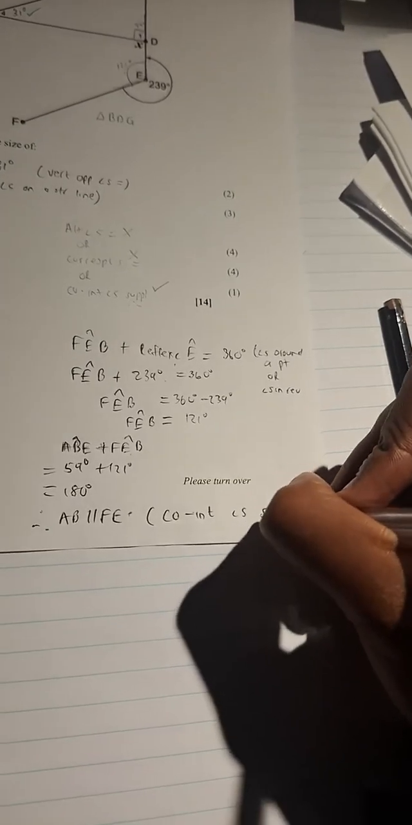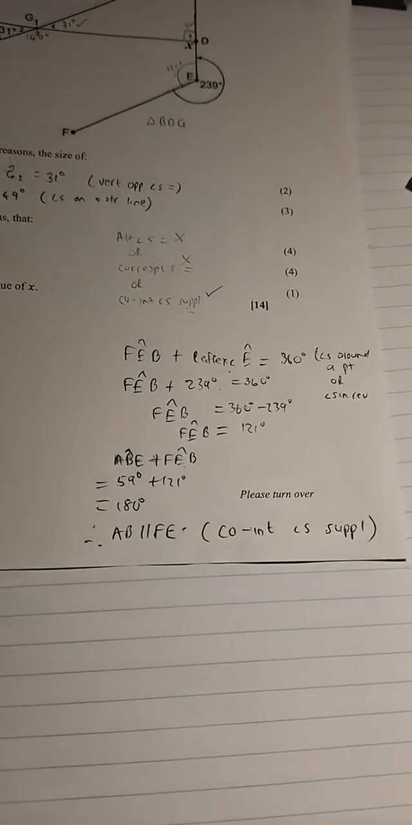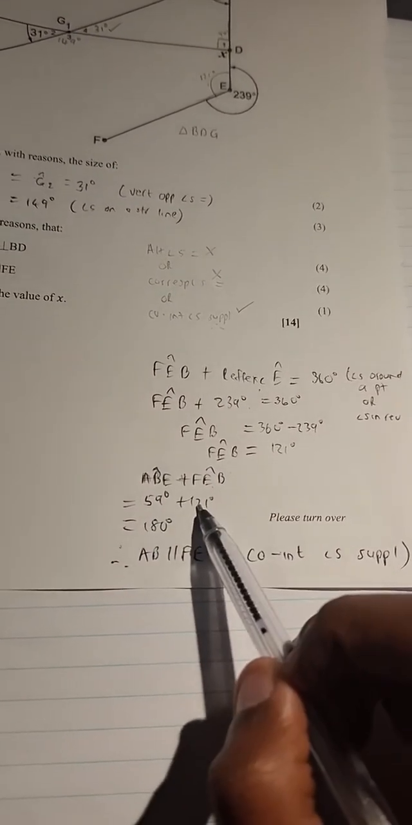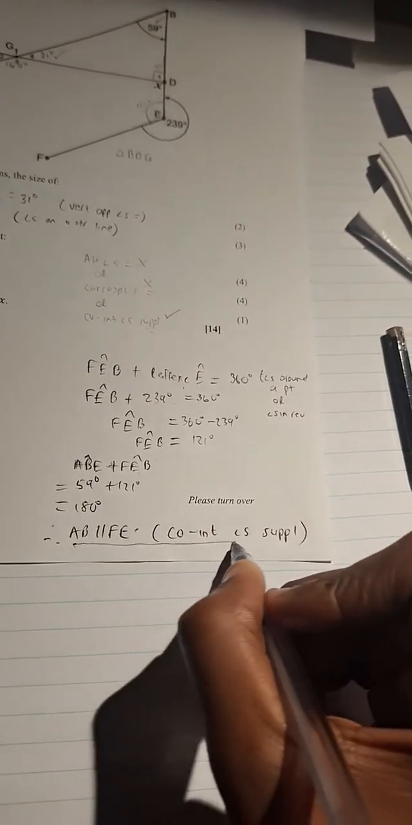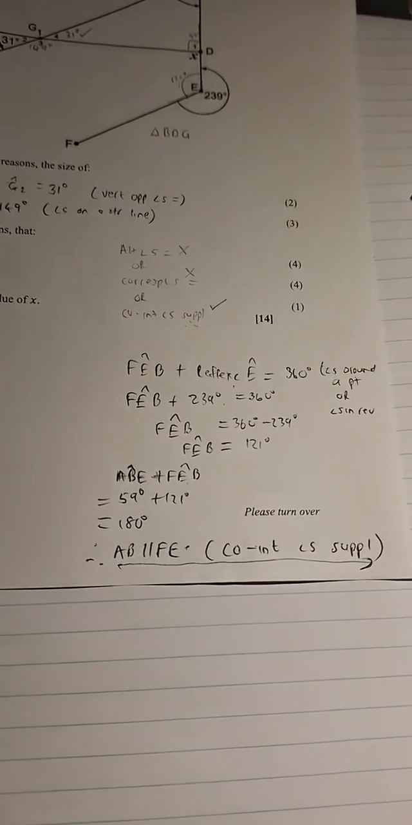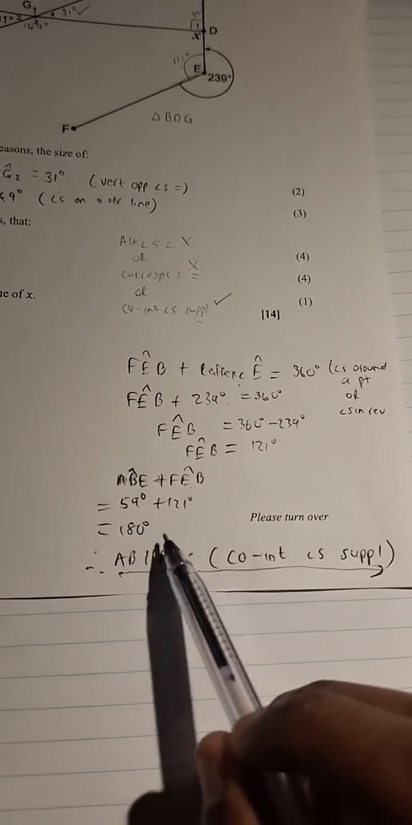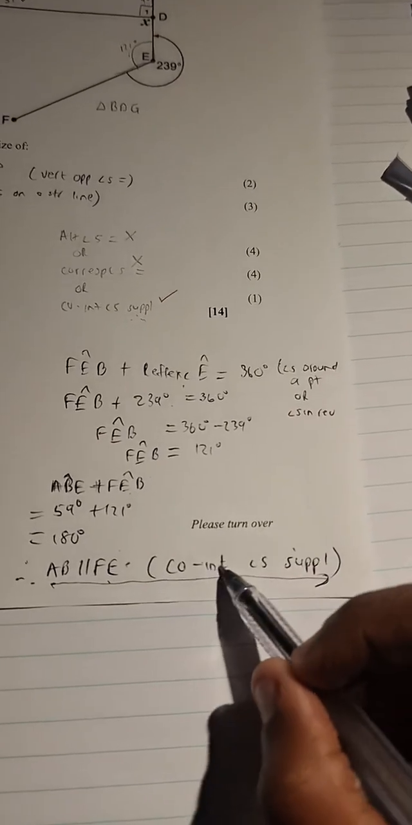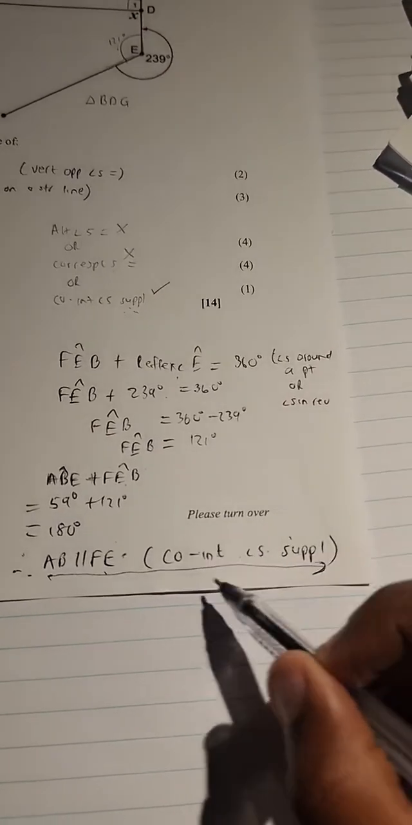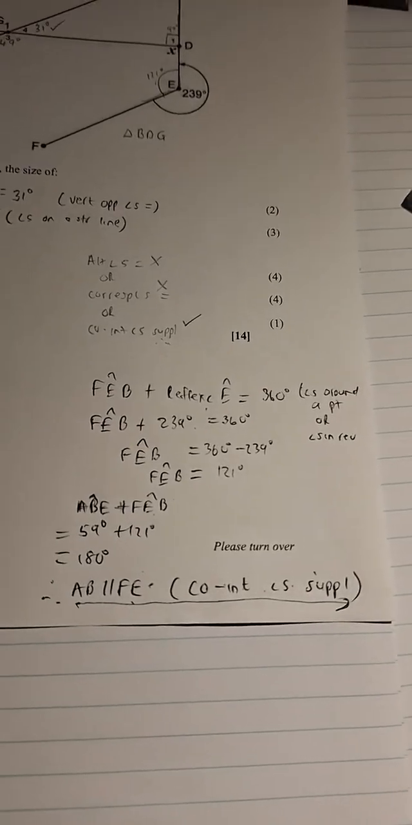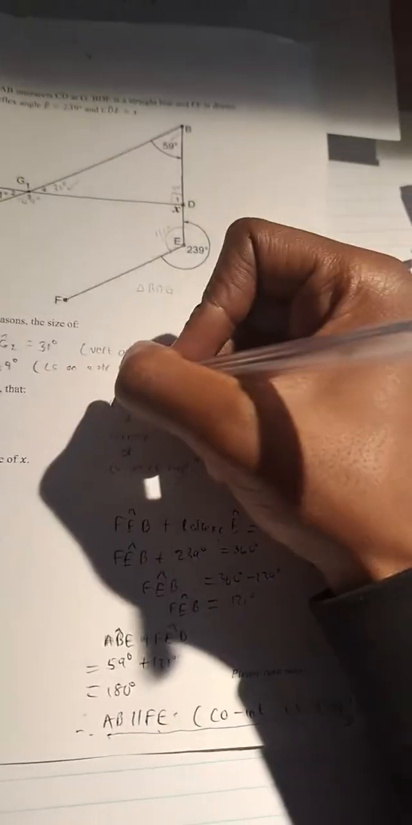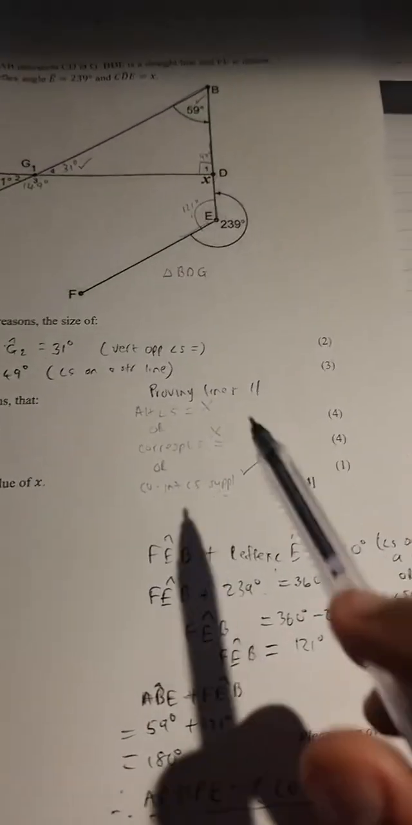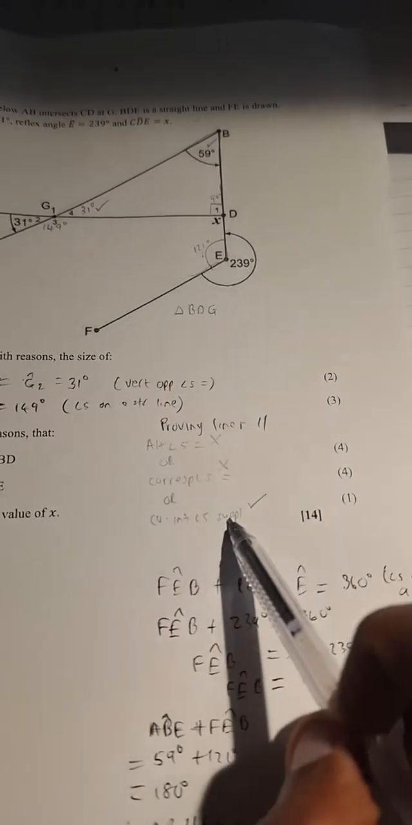Co-interior angles supplementary. These co-interior angles are actually supplementary, and that's where it ends. Why? Because I am proving that these two lines are parallel. So the reason that you use is co-interior angles supplementary, finished, full stop. Remember guys, when you are proving lines, if you want to prove that lines are parallel, this is one of three ways to prove it.